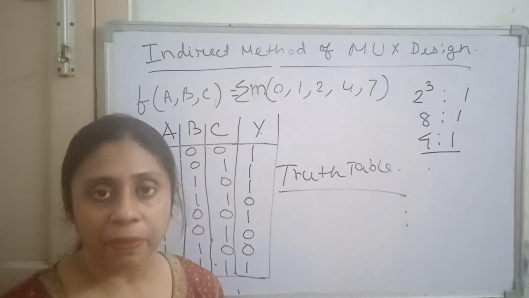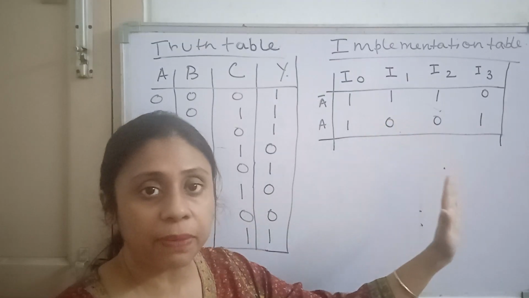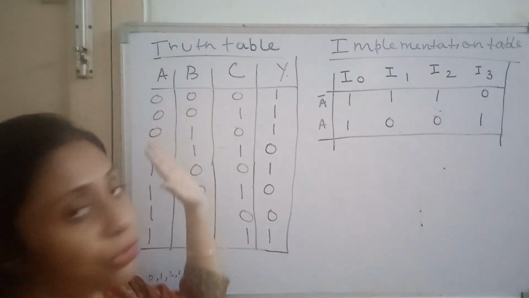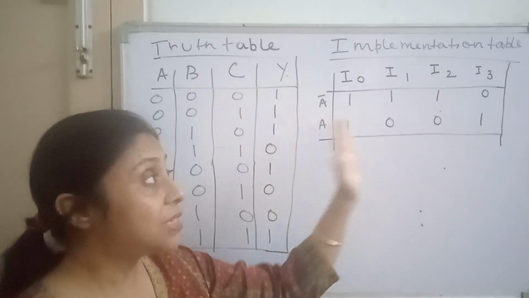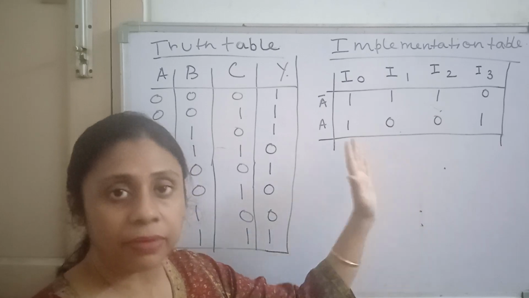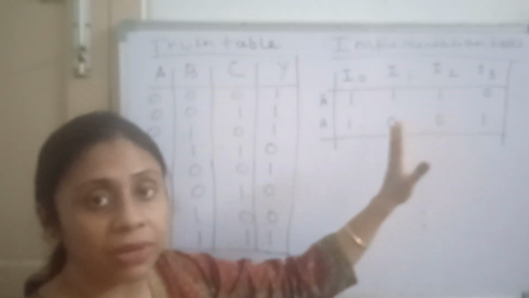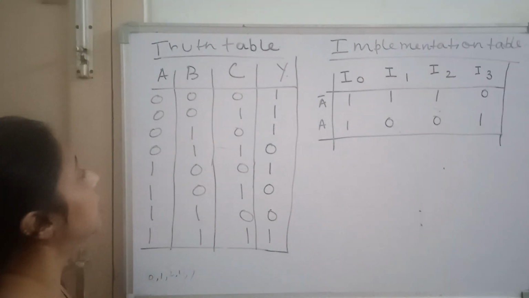Let us check that. We design the implementation table in the second step from the truth table. This is a mandatory step for the indirect method of multiplexer design. For designing a multiplexer in the indirect method, it is mandatory to have the implementation table from the truth table. This is the second step. Now see how to do this.